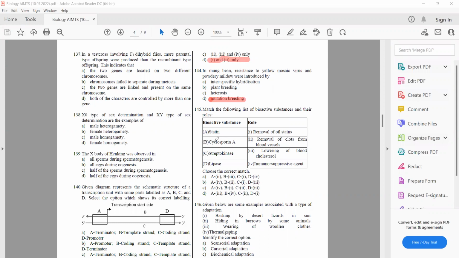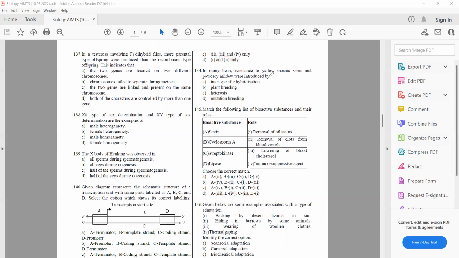145, we are supposed to match the bioactive substances and their role. When we talk about statin especially, this statin is used to lower the blood cholesterol. Right, so for A we got the answer. And cyclosporin is used as an immunosuppressive agent. Streptokinase helps in removing the blood clot. Lipase, removal of oil stains.